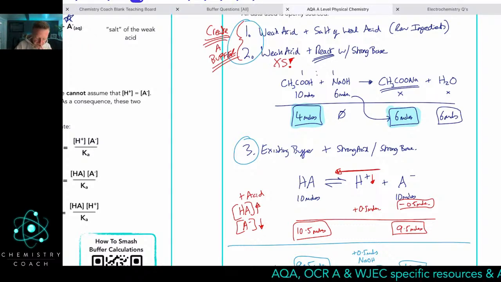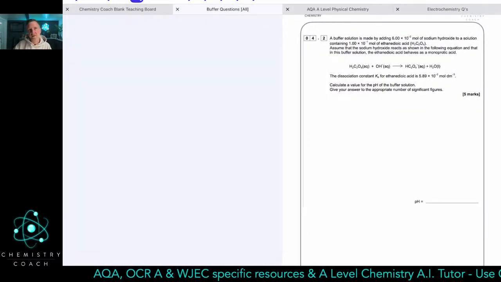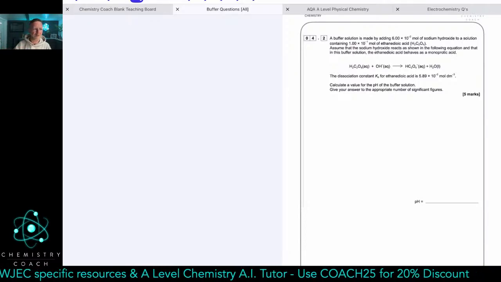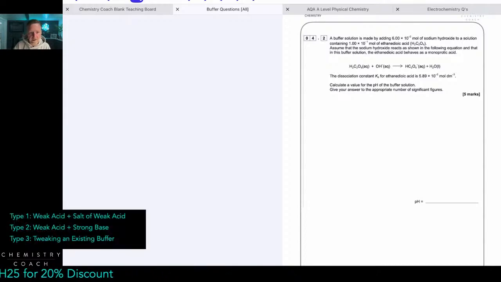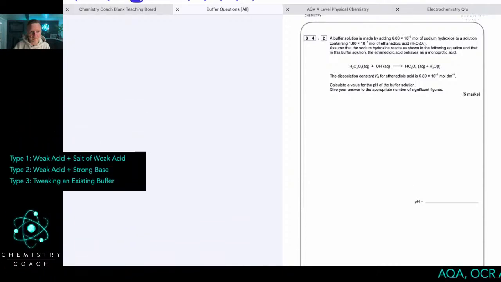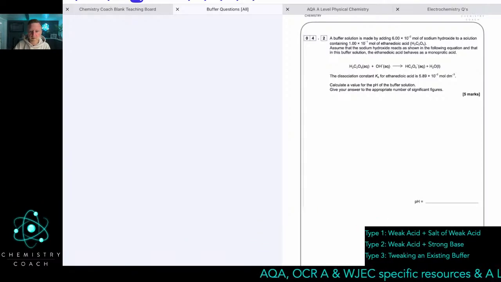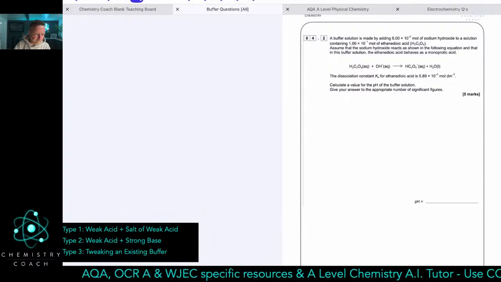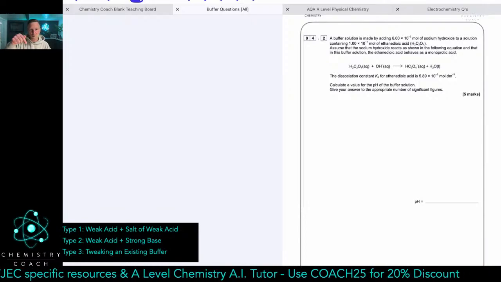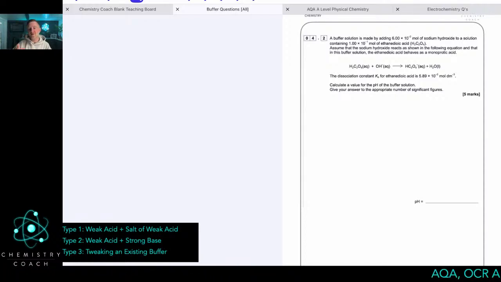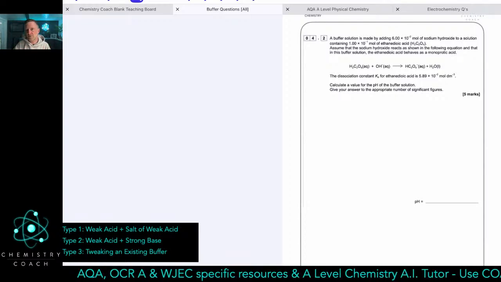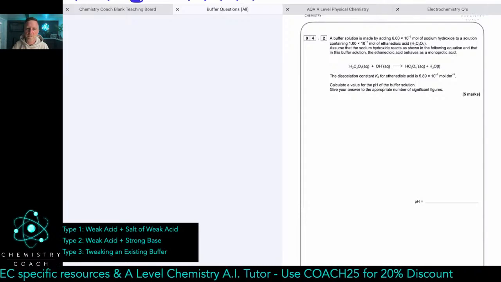So let's see if we can identify what type of question we've got, and then we know how to deal with each of them. Okay, so let me bring this up actually. Let's put it bottom left. Okay, down here. So there are three types, in the bottom left-hand corner. Type 1 is a weak acid plus the salt of a weak acid, where we're creating a buffer. We got type 2, where we're also creating a buffer, but this time using a weak acid and a strong base. And we got type 3, where we're basically just tweaking an existing buffer by adding a small amount of acid or small amount of base.